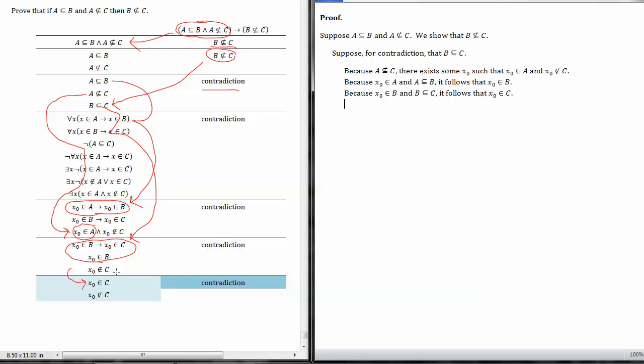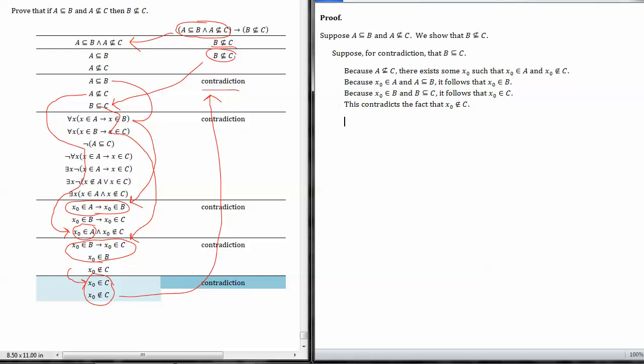And that's a contradiction, because we already said, right, that X naught is not in C. And so those two together give us the contradiction that we were seeking. I need to say that. So this contradicts the fact that X naught is in fact not in C.